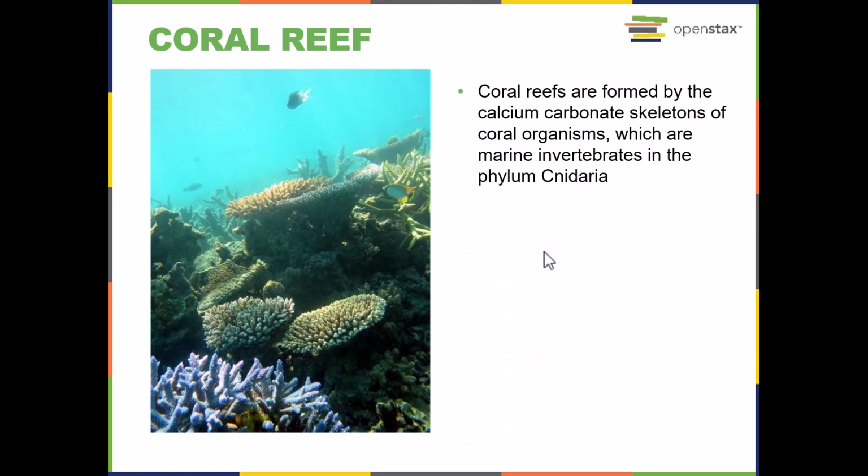Here we see a coral reef. Coral reefs are formed by the calcium carbonate skeletons from the coral. And remember, coral are marine invertebrates that belong to the phylum Cnidaria. We see coral from around 30 degrees north and south of the equator.